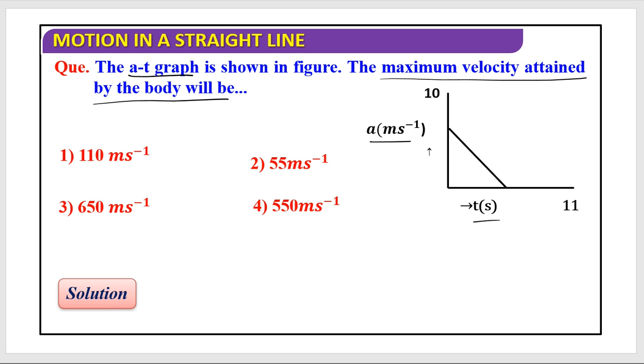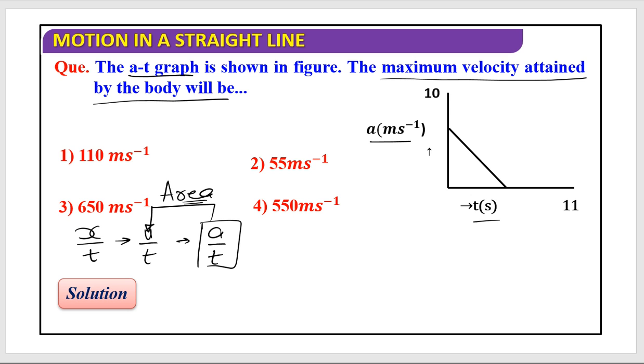So let's start with our situation. x by t, v by t, and next is a by t. What you have been provided is this a by t. What you require is velocity, so you need to move backward. If you need to move backward, what will you find, slope or area? Yes, you are correct. You need to find the area.